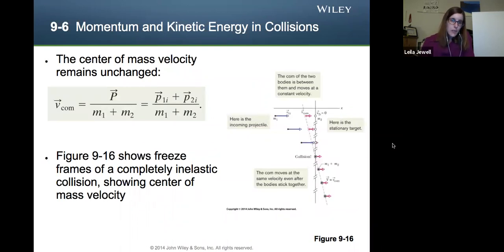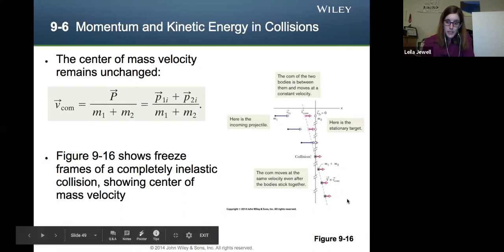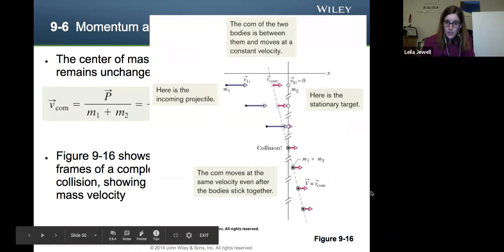Interestingly, the center of mass velocity remains unchanged during collisions like this. So we could calculate the center of mass velocity, vcom, with the total momentum divided by the total mass, where the total momentum is the momentum of one object initially plus the momentum of the other object initially, again divided by the total mass. And we could see this at play in these freeze frames of a completely inelastic collision showing the center of mass velocity in pink here. So I'm going to make this a little bigger. There we go.